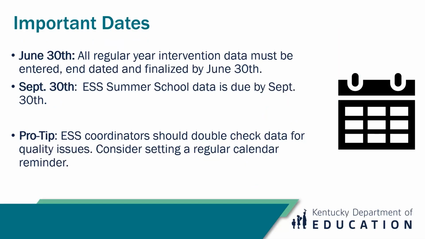Important dates to remember is June 30th. All regular year intervention data must be entered, end dated, and finalized by June 30th. September 30th, ESS summer school data is due by September the 30th. A pro tip is ESS coordinators should double check data for quality issues. Consider setting a regular calendar reminder.